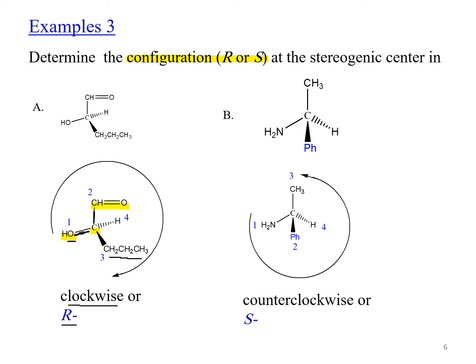Whereas in the second example, again carbon is bonded with the nitrogen, so the amino or nitro group takes the first priority, then the phenyl group takes the second one, and the methyl group takes the third priority. So we go in counterclockwise direction. This is an S configuration.